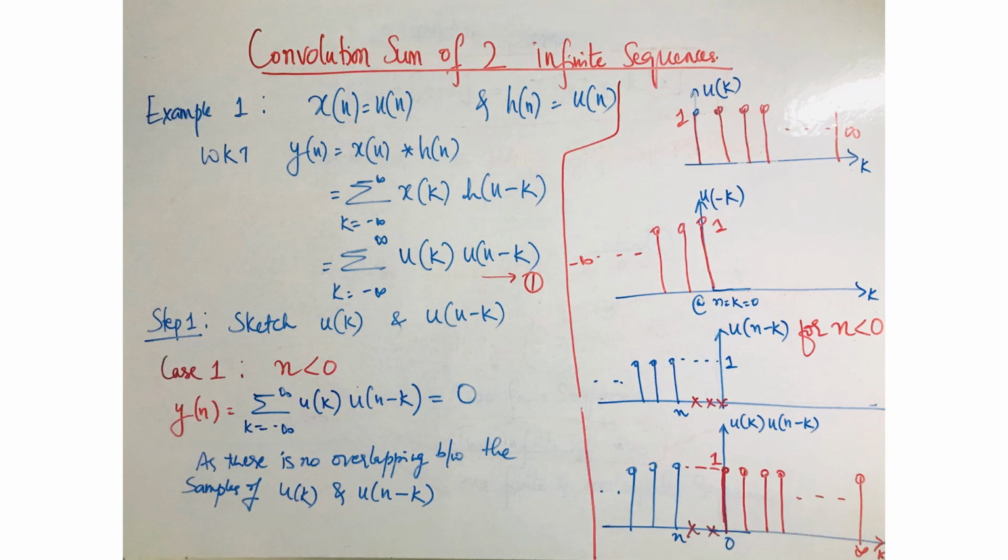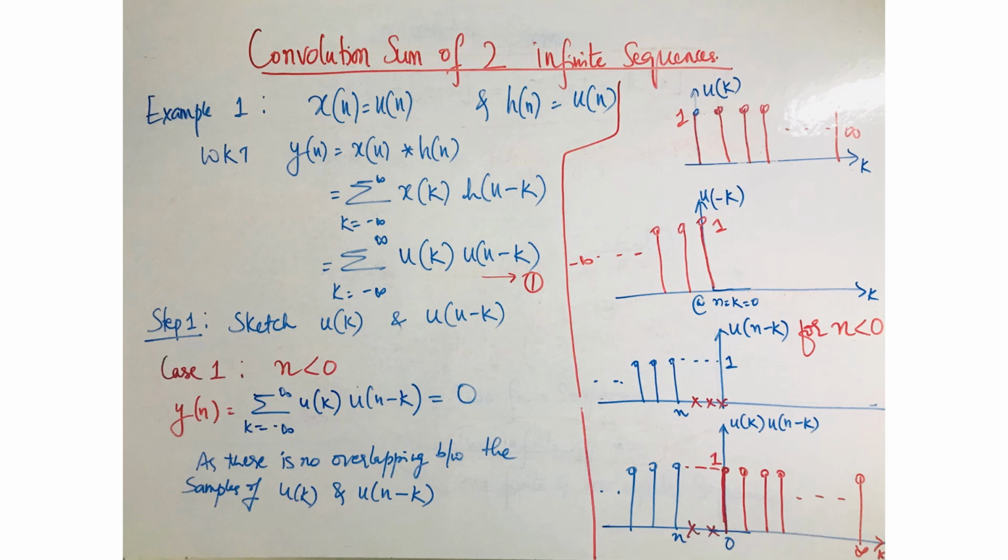Now x of k becomes u of k and h of n minus k becomes u of n minus k. Now we need to follow the steps. First, you need to represent u of k. We know that u of k is nothing but 1 for k greater than or equal to 0. To represent u of n minus k, first you need to sketch u of minus k. U of minus k is nothing but the time folded signal of u of k, that is, it is equal to 1 from 0 to minus infinity.